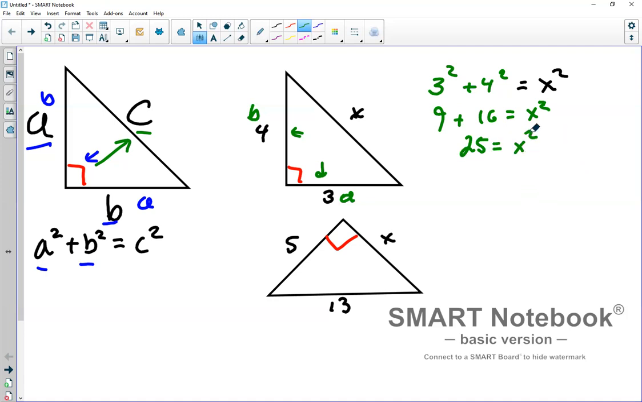Now, most of you guys, I know you're going to make this mistake, so try to avoid it yourself. I'm going to just circle this and say 25 is your answer. 25 is not your answer. You still have this square over here. So we have to get rid of it. And the best way to get rid of it, or actually the only way to get rid of it, is a square root. So your final answer here is 5 equals X.